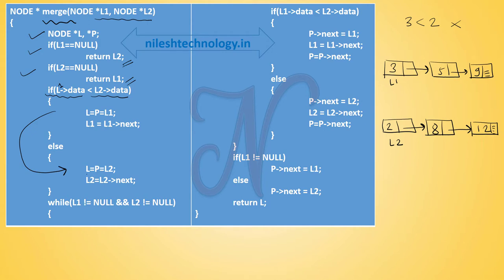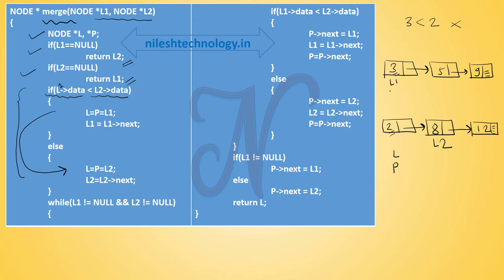In else, L equal to P equal to L2. So this is L, this is P. And L2 equal to L2 of next, so now L2 is going to next. The meaning of this if else is: check the first number of both linked lists, check which number is less, and assign L and P to the smaller number. It means we start the merge list from that number.